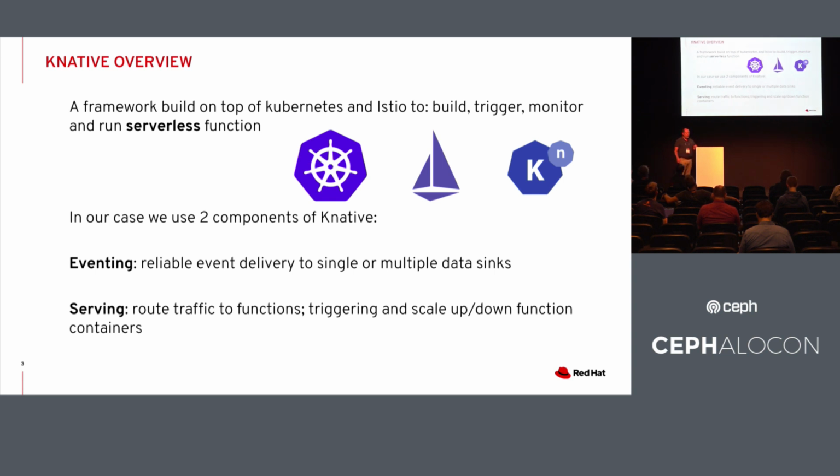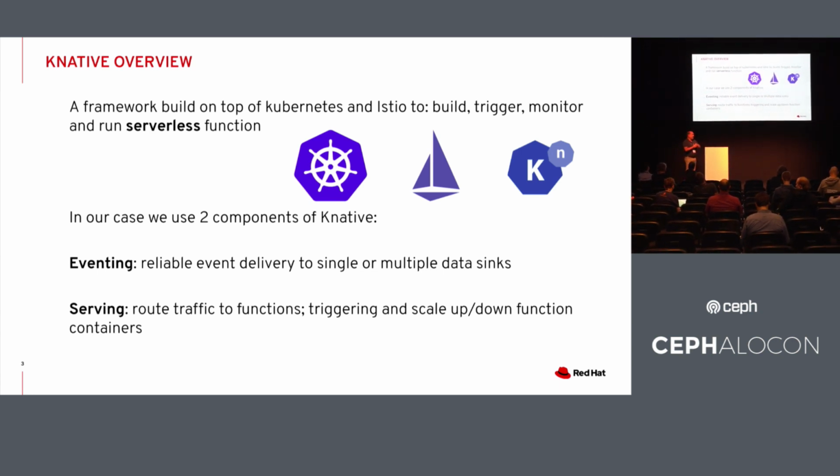Knative is a framework in Kubernetes that is built to allow serverless functions. It gets you to build the functions, to trigger them, to monitor them, and to invoke and run them. In our case, we're just using a subset of what Knative can provide. This is a component called eventing, which is the reliable event delivery, spreading the events to multiple recipients inside the Knative world. And serving, which is the invocation of the serverless functions, scaling them up and down.